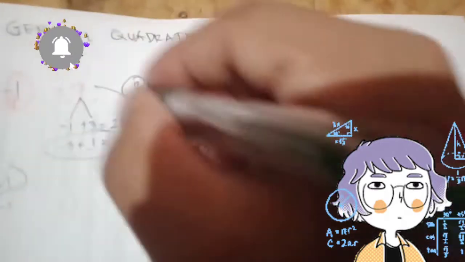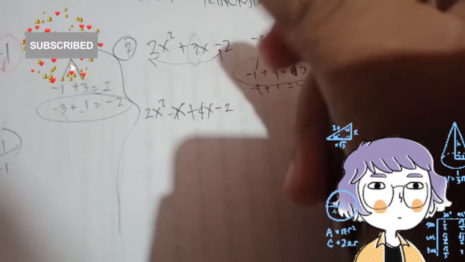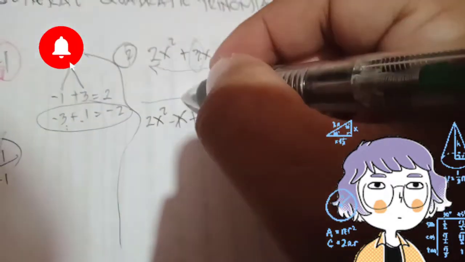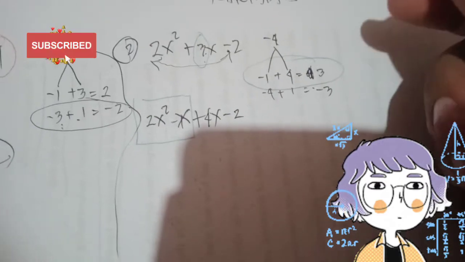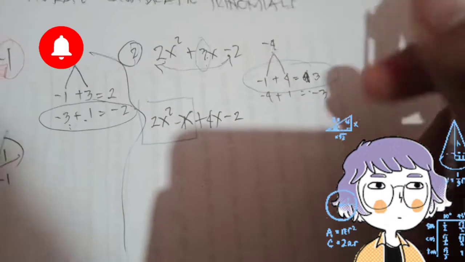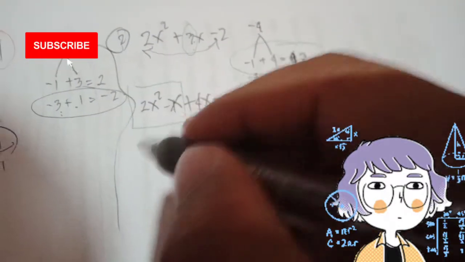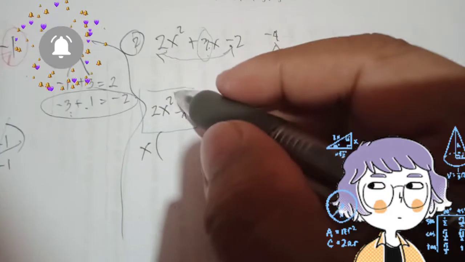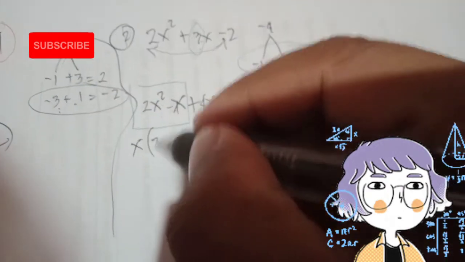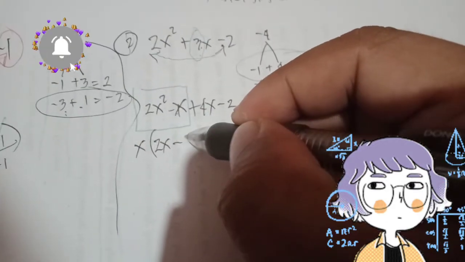Next, what you're going to do is focus on the first two terms. Check their common factors, 2x squared and negative x. The common factor is x. So 2x squared divided by x is 2x, then negative x divided by x is negative 1.